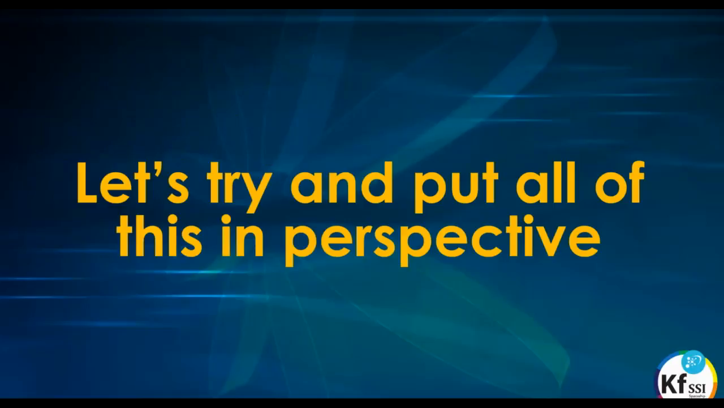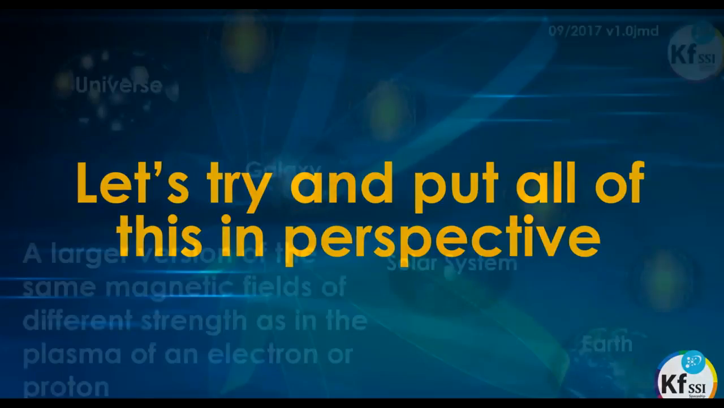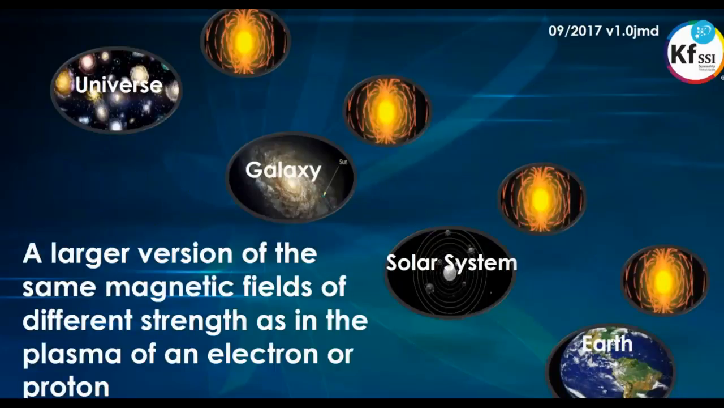So let's try and put all of this into perspective, a different point of view that we can maybe understand a bit better. Here we've got, as we've said, the Earth, our solar system, galaxy, and universe, all as plasmas. So it's just a larger version of the same magnetic fields of different strength as in the plasma of an electron or proton.